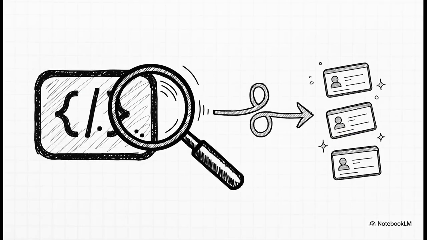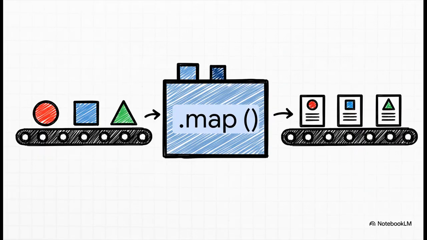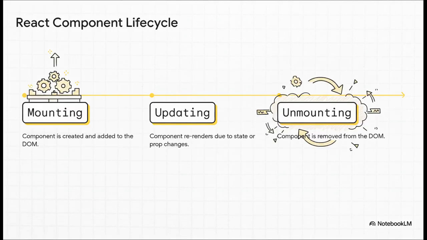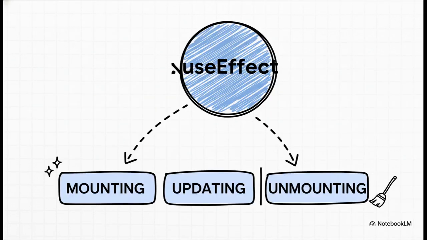All right, we've got the data. Now we have to actually display it, which means object traversal. We can use methods like .map to turn that data directly into JSX elements. Super common pattern. This whole async flow fits perfectly into the three main stages of the React component lifecycle. And yep, useEffect lets us hook right into these moments, like when a component mounts or unmounts.